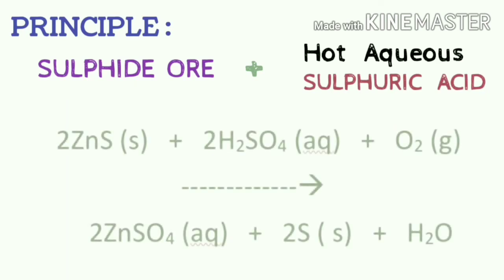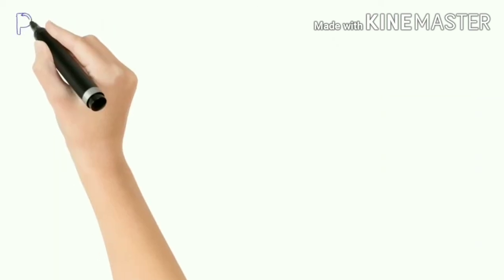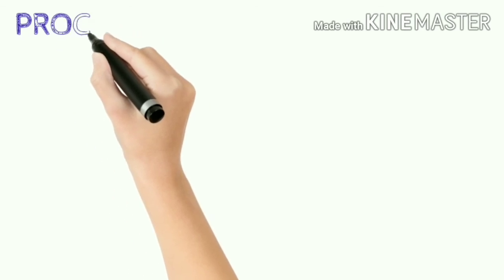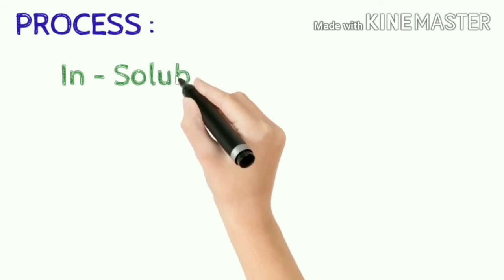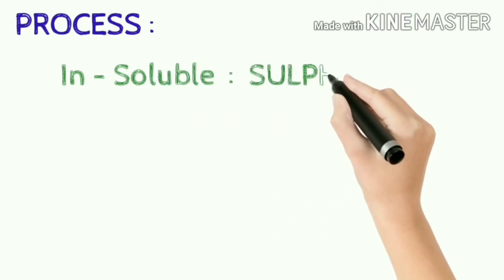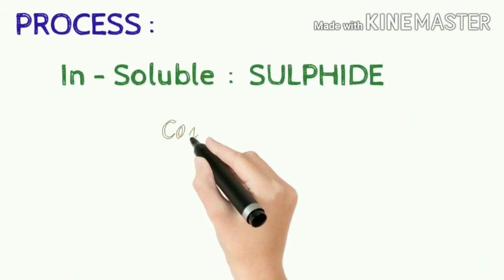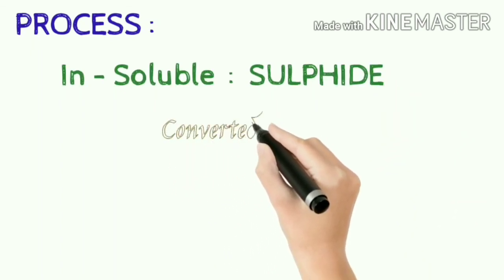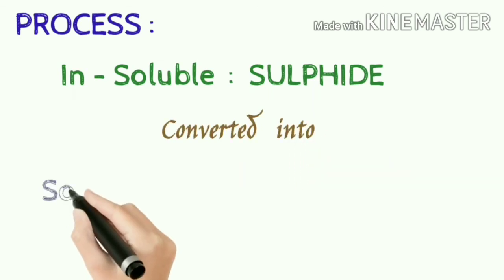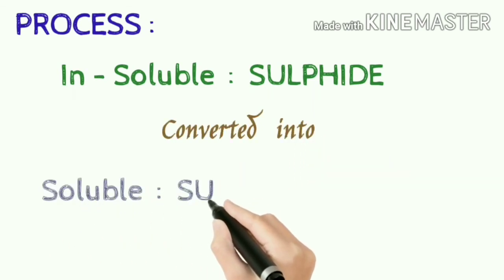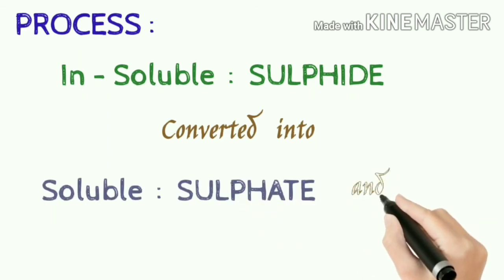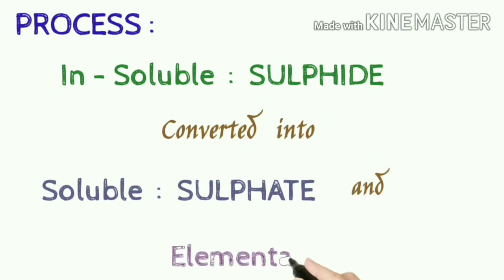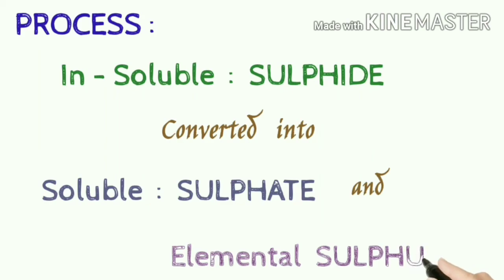Now let's see the equation. Zinc sulfide reacts with sulfuric acid in the presence of oxygen. We are getting zinc sulfate plus sulfur, that is elemental sulfur, plus water. So the final thing in this acid leaching is that insoluble sulfide, that is zinc sulfide, is converted into a soluble sulfate, that is zinc sulfate, and elemental sulfur. So insoluble sulfide is converted into soluble sulfate and elemental sulfur.